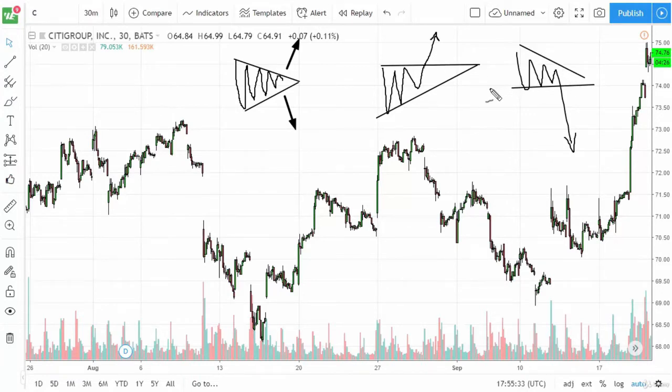The beauty of these triangles is that they have a measuring stick. It's basically the height of the triangle. So in this case, you would aim for that much. So say it's $1, you aim for $1. $1 here, $1 in either direction here if it's all the same height.